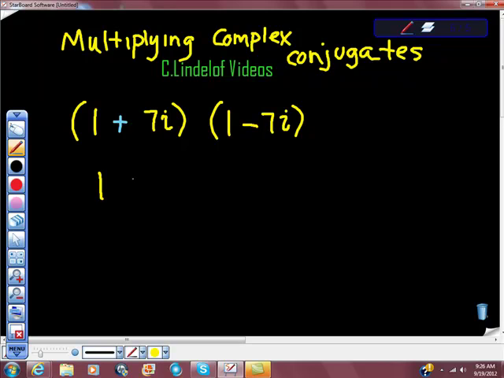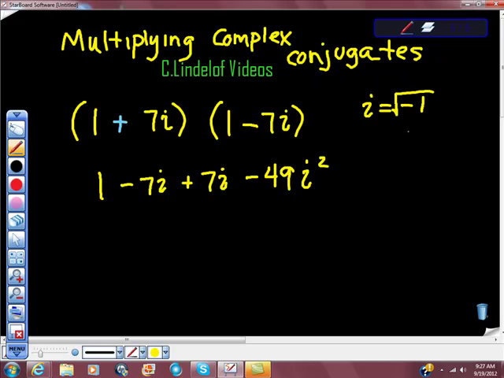We have 1, minus 7i, plus 7i, and then minus 49 i squared. We talked about this a minute ago, that the value of i is the square root of -1, and therefore i squared must be the square root of -1 squared. Therefore, i squared is equal to -1.